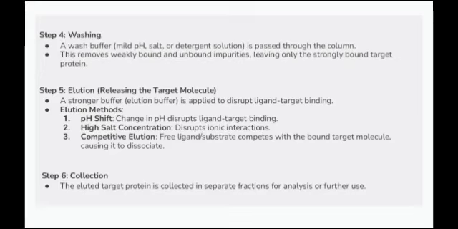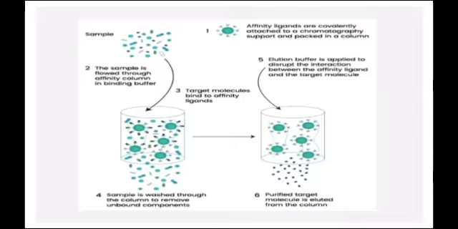Elution. Stronger conditions such as a change in pH, addition of salt, or a competing ligand are applied to release the target molecule. Collection. Finally, the purified molecule is collected in fractions for analysis or use. The diagram on this slide illustrates the entire process. At the top, you can see the sample being applied to the column. Inside the column, the target molecules are shown attaching to the ligands, while the rest flow through.